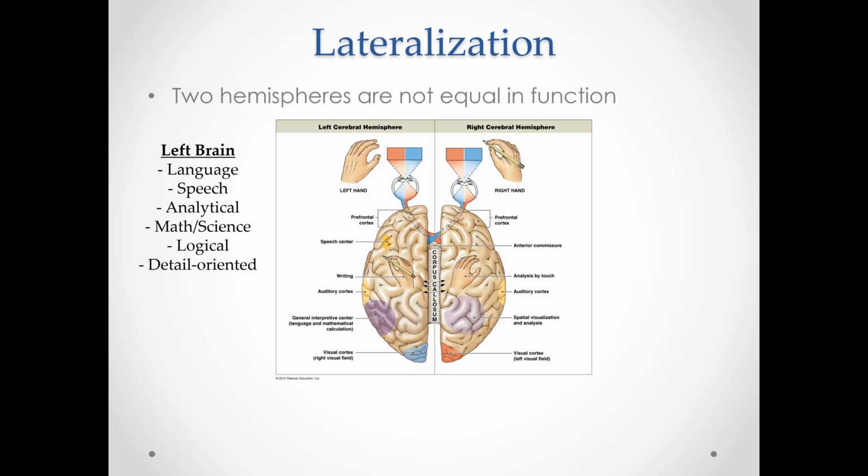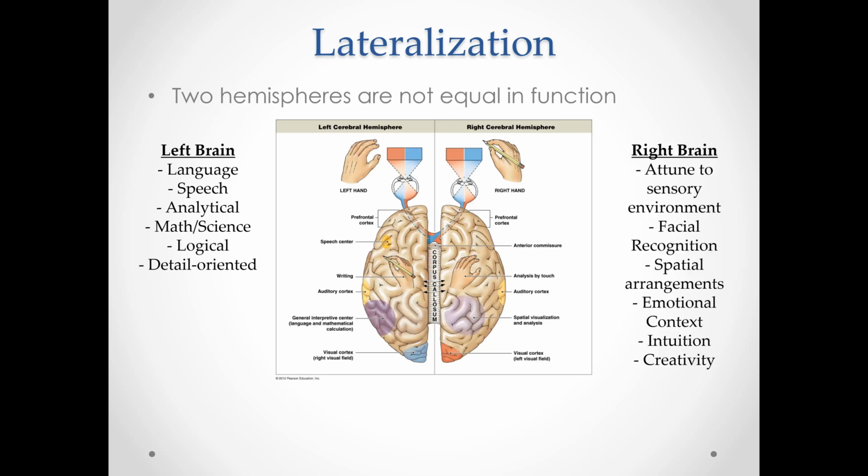It's more of your analytical side. So when you're studying math and science, that's more of your left brain. It's also your more logical and detail-oriented hemisphere. The right side is more attuned to the sensory environment and sensory information. It also has the part of the brain that allows you to recognize faces. It's also good with spatial arrangements, putting things into emotional context, and then intuition and creativity.